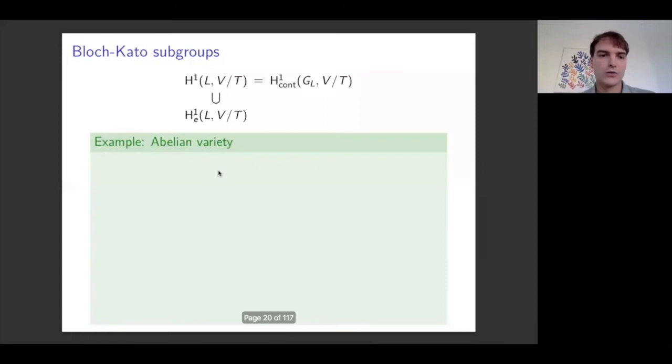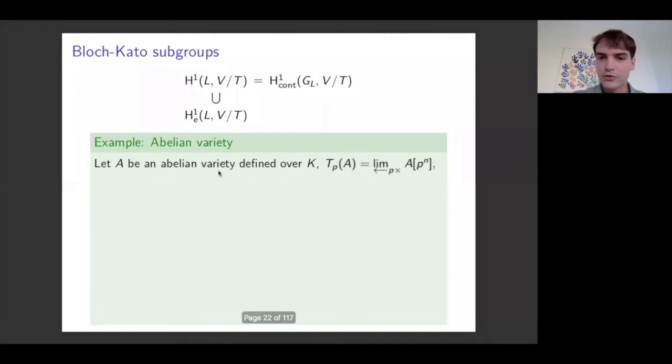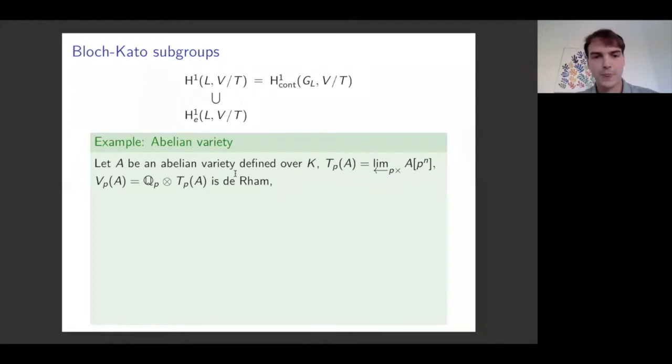Let A be an abelian variety defined over K. We can consider the Tate module, which is the inverse limit of the multiplication by p maps. This is a free Z_p module equipped with an action of Galois. The representation we get by tensoring with Q_p is the Tate module representation, and it's an example of a representation coming from geometry. And of course, the quotient V over T that we consider everywhere is simply the p-power torsion points of the abelian variety.